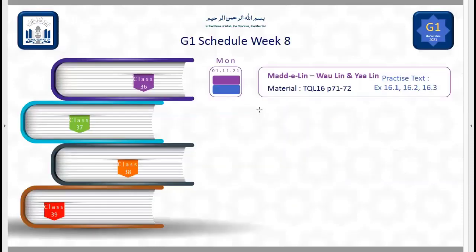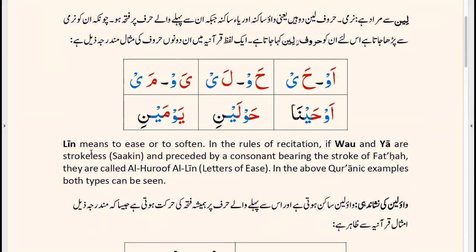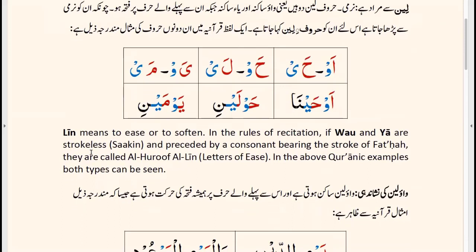Okay, let's see what we are going to do today. So today we are going to learn about maddaleen, and maddaleen has two parts. One is wawleen and one is yaleen, and this material can be found in page 71 to 72. And today we will be doing exercises 16.1, 2 and 3. Okay, let's start with maddaleen then. So maddaleen is called soft elongation. And I will start reading the text and I can start explaining it to you as well.